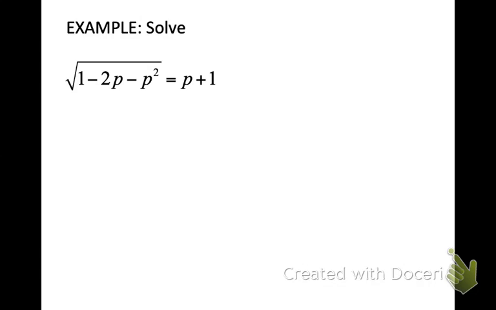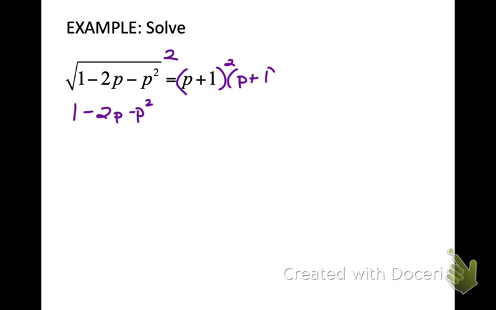Square root of 1 minus 2p minus p squared equals p plus 1. This is just the same process. It's just now I have more terms underneath my radical. So squaring right away means my left side would just go to 1 minus 2p minus p squared. But then I have to square the other side.